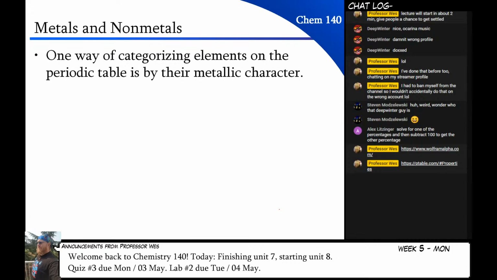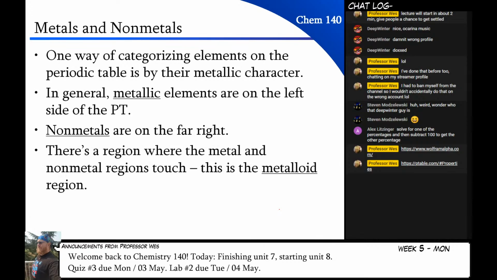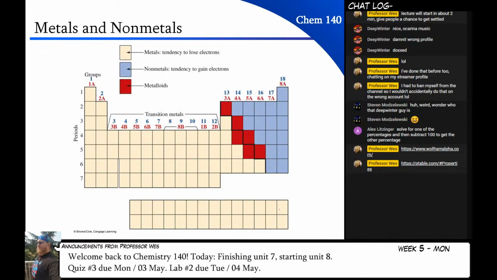All right. One property on the periodic table that we can easily see is metallic character. Metals tend to be on the very far left of the periodic table. Non-metals are on the far right. And there is a zigzaggy region that's sort of in the center of the right block where we have metalloids. And so we'll discuss these in a little bit more detail, but here's the picture of that.